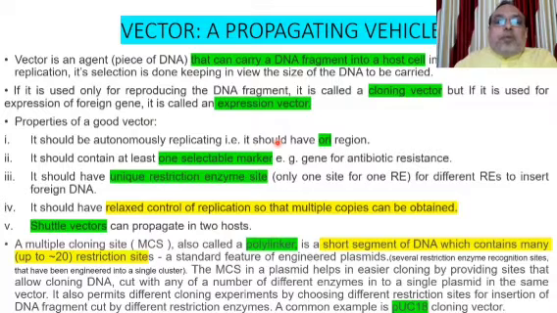Okay, if it could not make its own copy, then we will not be able to obtain so many copies of that DNA which we have inserted into the vector. So for making its own copy, it should have an ori site, that is the site of origin of replication, so that it could replicate into a number of similar entities.